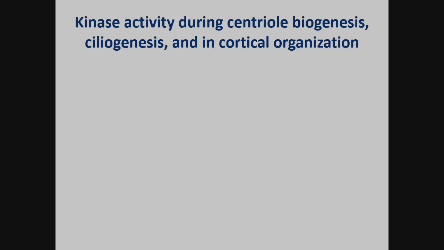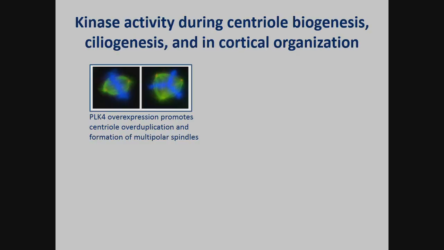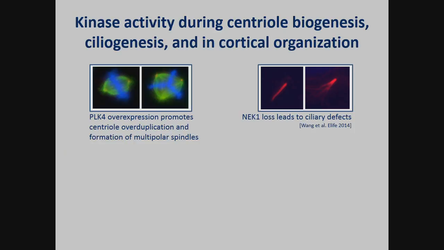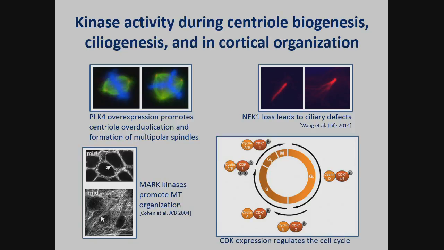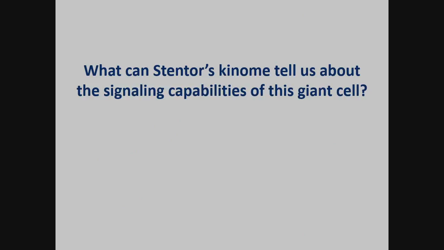We do know that kinases are really important for a lot of the processes that go on in regeneration, such as centriole biogenesis, ciliogenesis, and cortical organization. For example, the PLKs are really important in centriole duplication in other systems. We know that NEKs are important both in the cell cycle and in ciliogenesis. There are MARK kinases that are important for microtubule organization, and it's really well established how CDK expression helps regulate the cell cycle. So in general, the question I'm interested in answering is what the kinome of Stentor can tell us about the signaling capabilities of such a large cell.